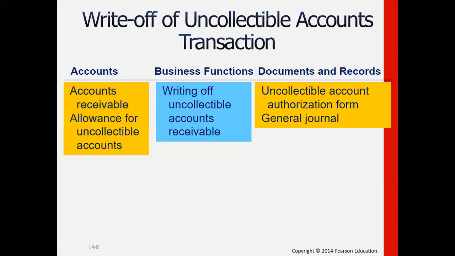After this would be the write-off of uncollectible accounts transaction. For this, the affected would be the allowance for uncollectible accounts that would be a debit because it will be a minus. Then accounts receivable would be credit that would also be a minus. Then this is the function and the documents and records that will be involved will be the authorization form for such uncollectible accounts and the general journal because this will be recorded there.